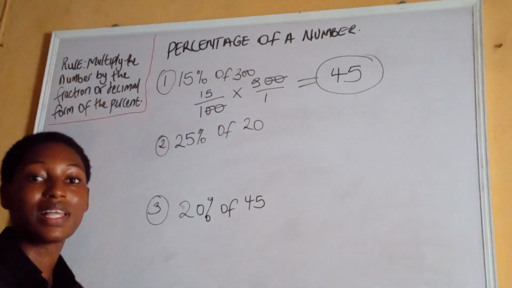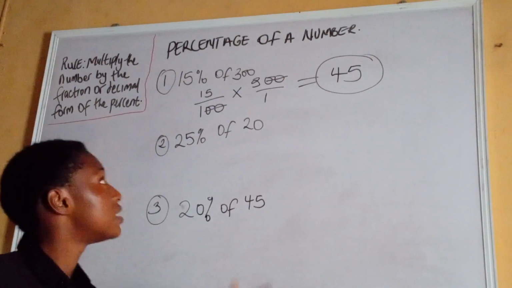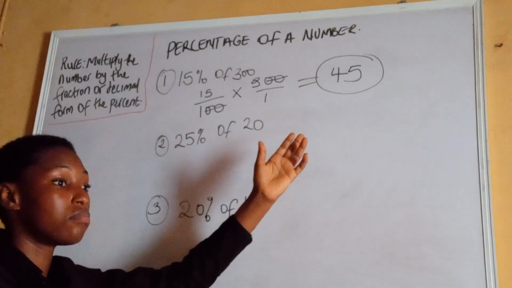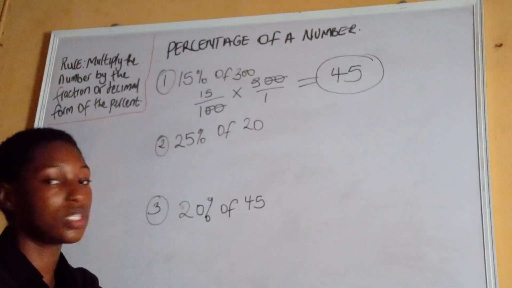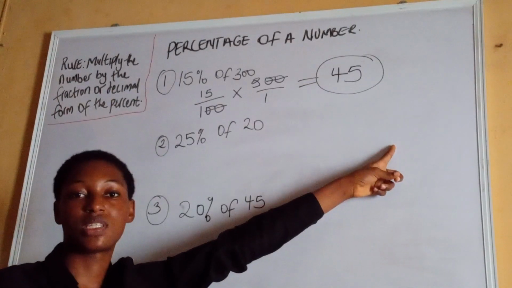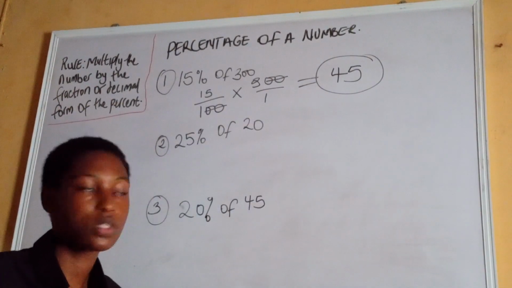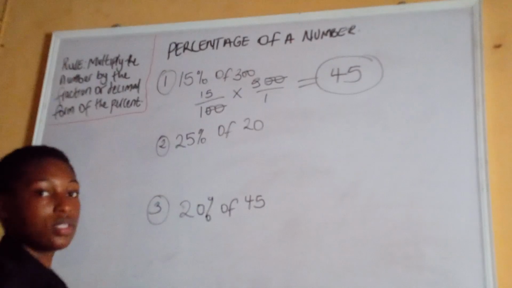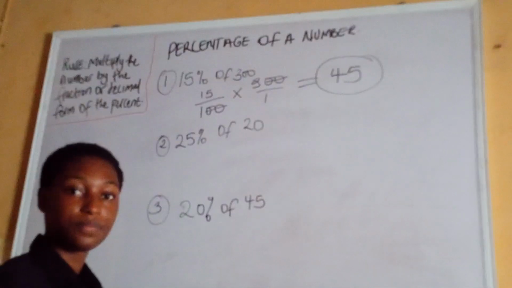You can also think of this in real life situations. If you had about 300 sweets, and you are asked to give your sibling 15% of it, you are giving them 45 pieces of sweets out of 300. That's how it works. Over to this, you have 25% of 20.